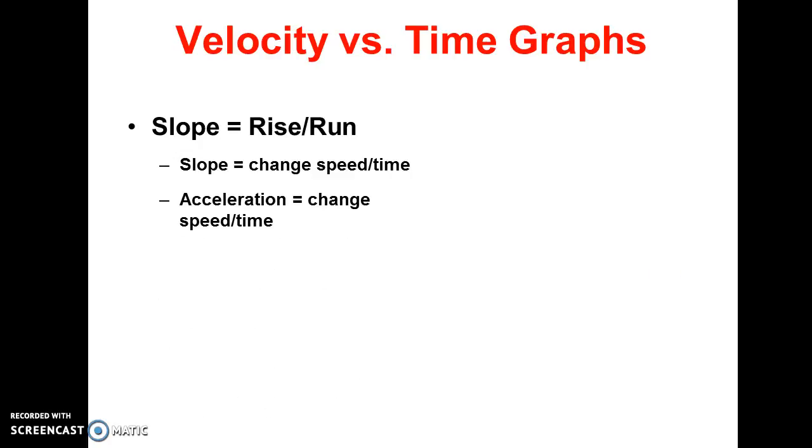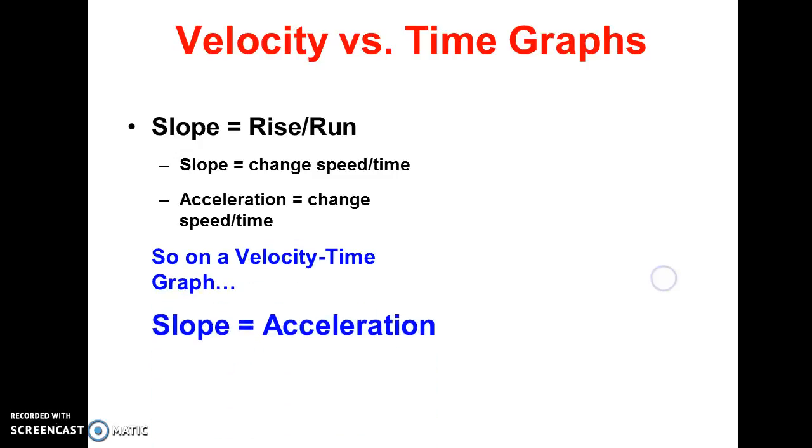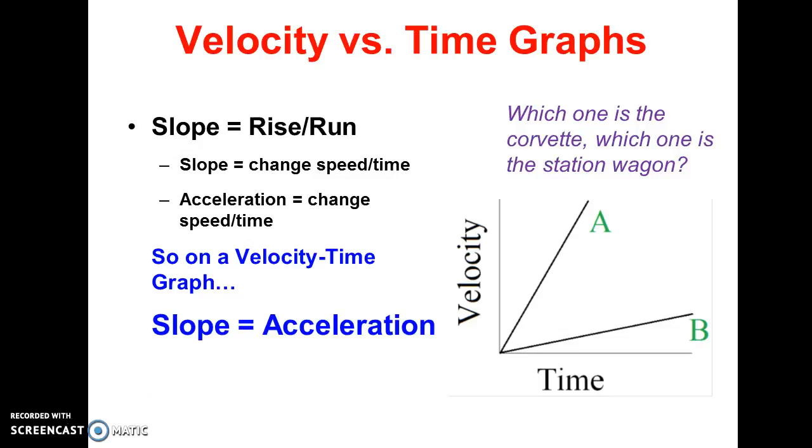In the velocity versus time graph, the slope really is the change in speed divided by the time. We've also defined acceleration as a change in speed over time. So once again, on a velocity time graph, the slope is equal to acceleration. So if I have two objects, A and B, the A has a much steeper slope, so it has a much greater acceleration than the B line does. So the A line would represent the Corvette, which gets to its 60 miles an hour really, really quickly. The B would be the station wagon, which gets to its 60 miles an hour really, really slowly.